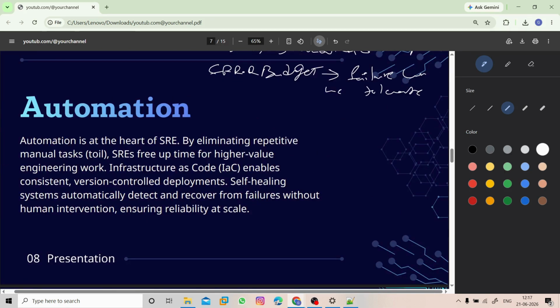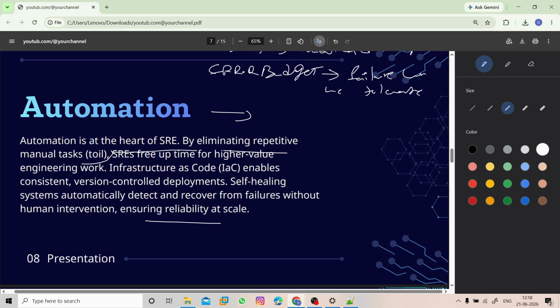So next thing is automation. Automation is the heart of SRE. By eliminating repetitive tasks, that is toil, SREs free up time for higher value engineering work. Infrastructure as code enables consistent and version-controlled deployments. Self-healing systems automatically detect and recover from failures without human intervention, ensuring reliability at scale. Automation means we need to reduce the manual work. Everything should be automated.